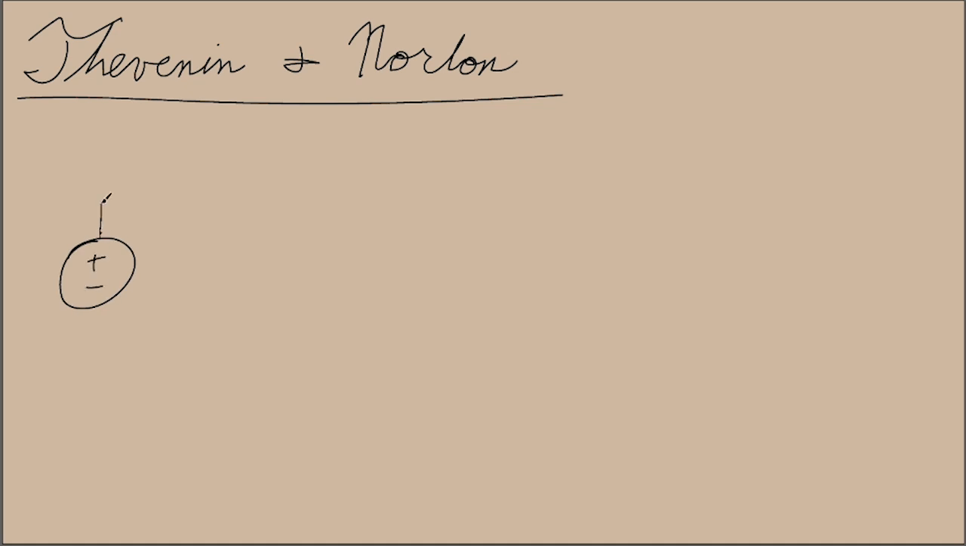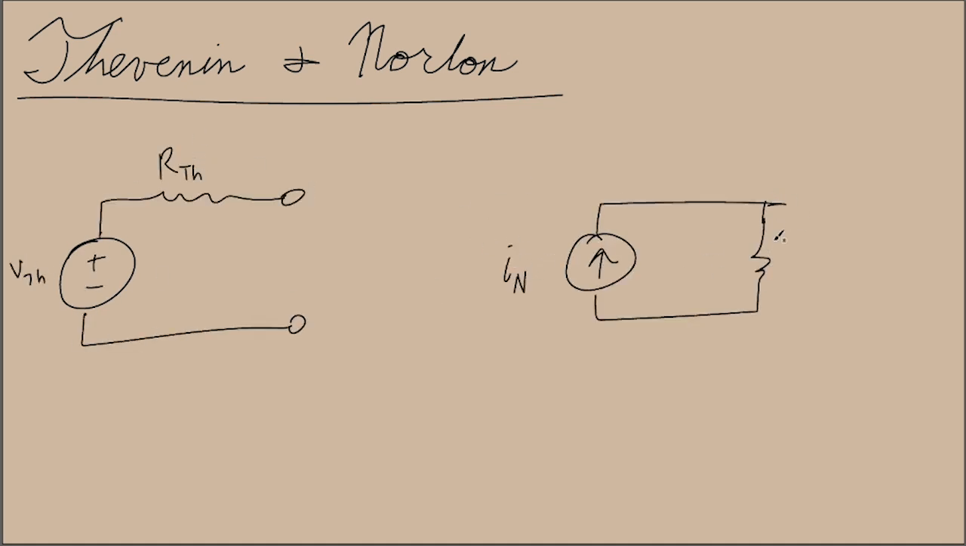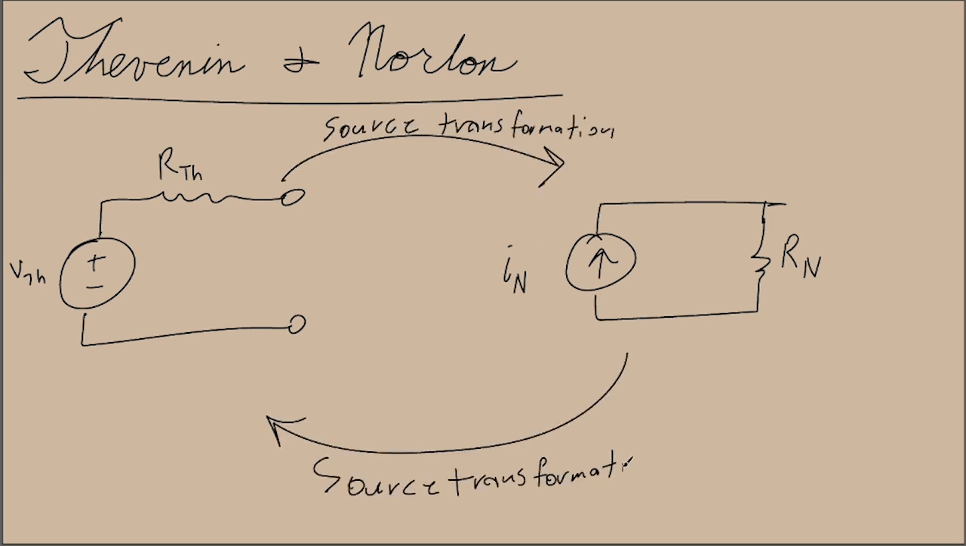You have the tools to do Thevenin and Norton equivalents. Thevenin is a voltage in series with a resistor. If you need the Norton of that, just do the source transformation. It's a current in parallel with a resistor.